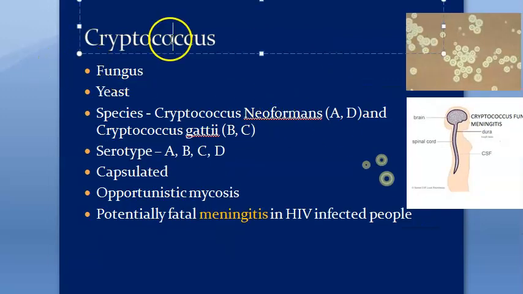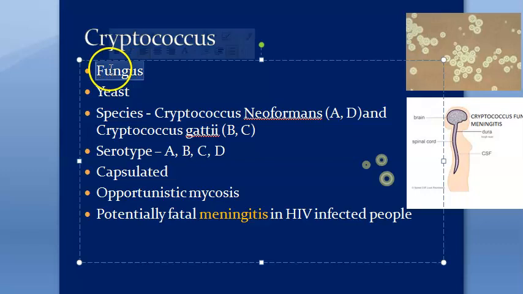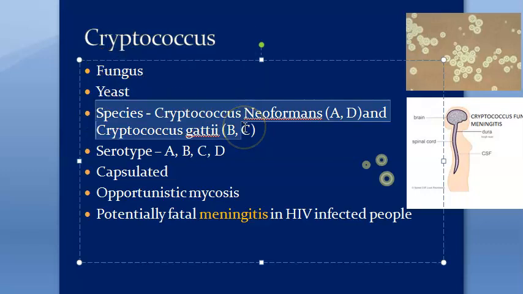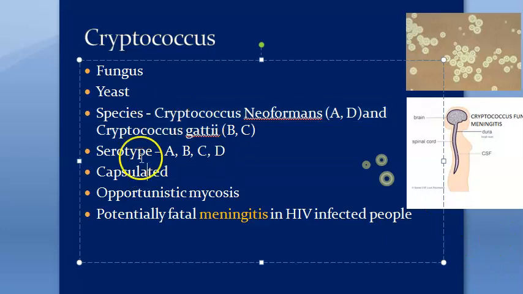Now moving on, let us see about Cryptococcus. It's a fungus, it's a yeast, and there are 2 species, Cryptococcus neoformans and Cryptococcus Gattii. Basically, there are others, but in the textbook only these are mentioned. So let us go with Cryptococcus neoformans and Cryptococcus Gattii. These are the species. Serotypes, there are actually many in the textbook. Again, there are A, B, C, D only for you.